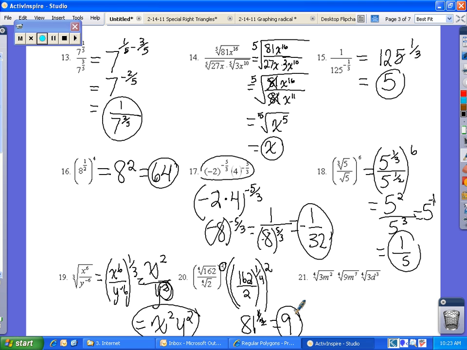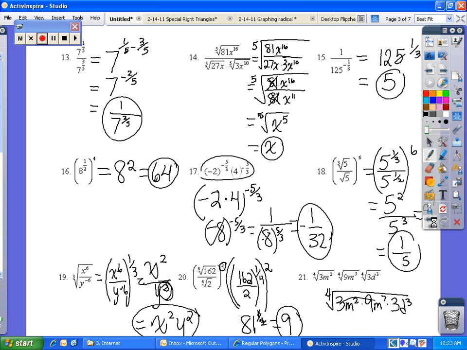For the last one, you're taking the 4th root of everything inside. So that's 3m squared times 9m to the 7th times 3d cubed. And now you're going to combine like terms. 3 times 9 times 3 is 81.